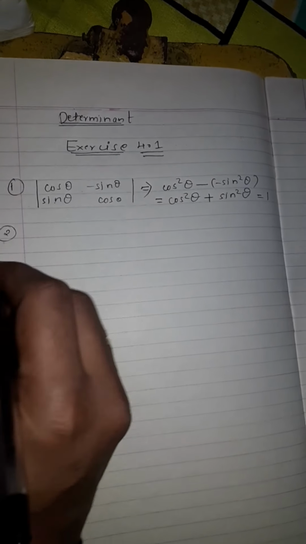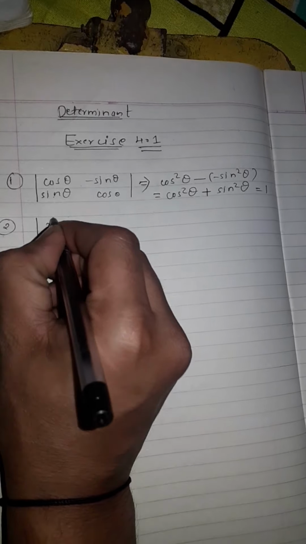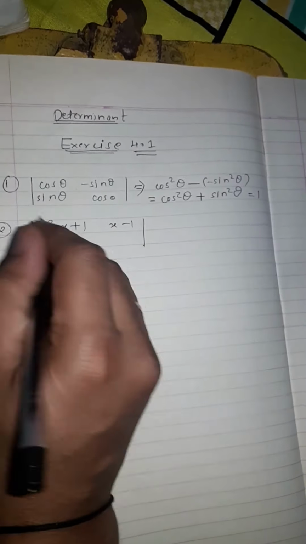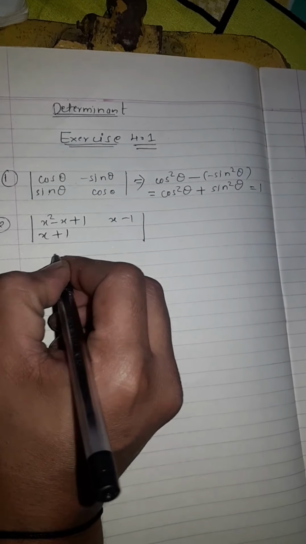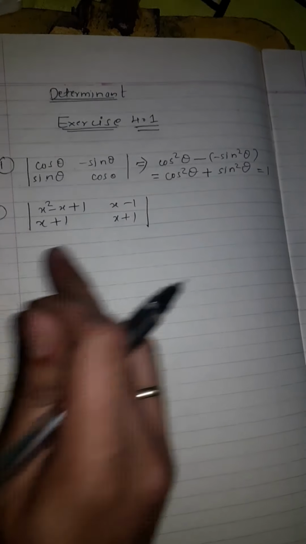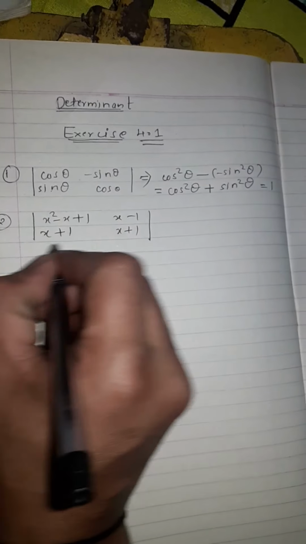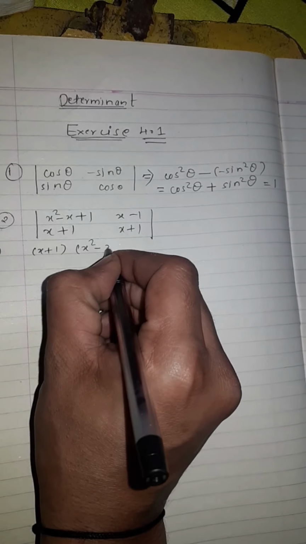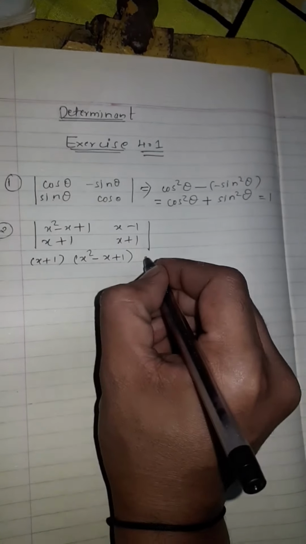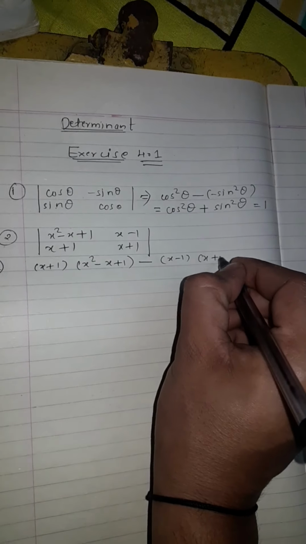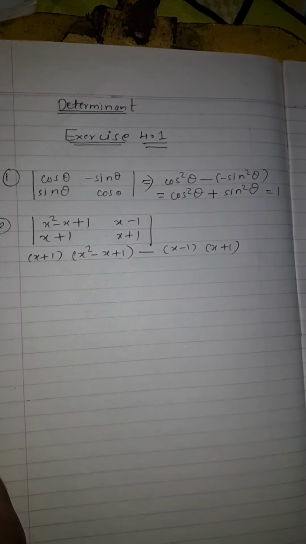Next, the second one, determinant of x square minus x plus 1, x minus 1, x plus 1, x plus 1. Again it is a 2 cross 2 determinant. Again the same, you first multiply the left diagonal elements, that is x plus 1 into x square minus x plus 1, minus x minus 1 into x plus 1, that is the right diagonal elements.